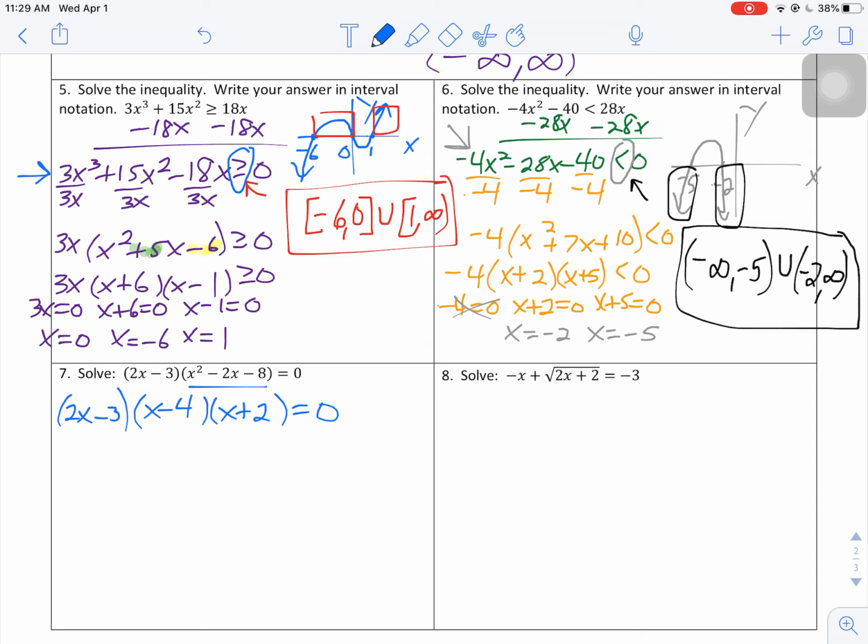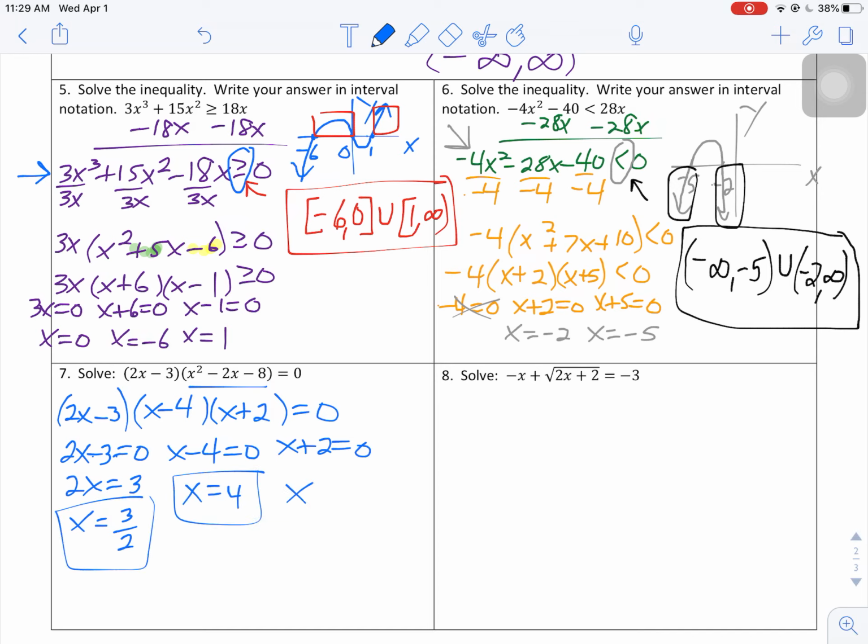-4 and 2. Now that we've factored everything completely, we just set each factor equal to 0, solve for x, and we're done. So this is actually a pretty short question. It's a fairly easy question on the summative. So we've got 2x equals 3, x equals 3 halves. So there's one answer. Add 4 to both sides to get your second answer. Subtract 2 from both sides to get your third answer. Done.